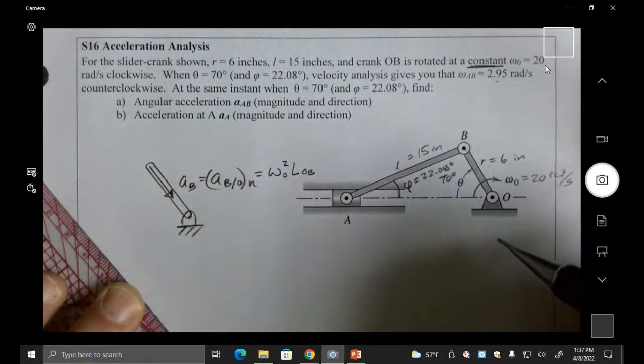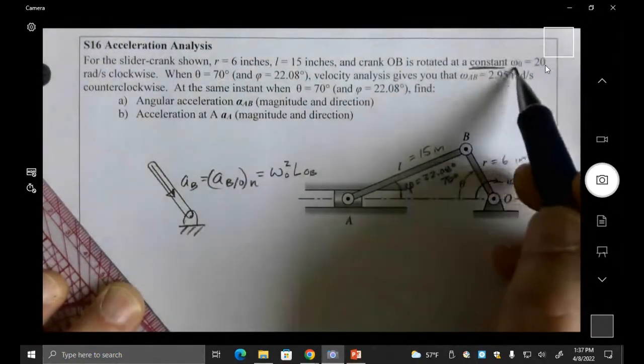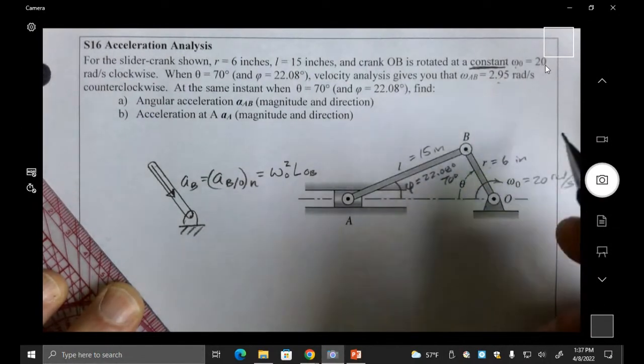Why is it not tangential? Because it's a constant angular velocity. If there had been an angular acceleration on the input, then it would have had a tangential component.